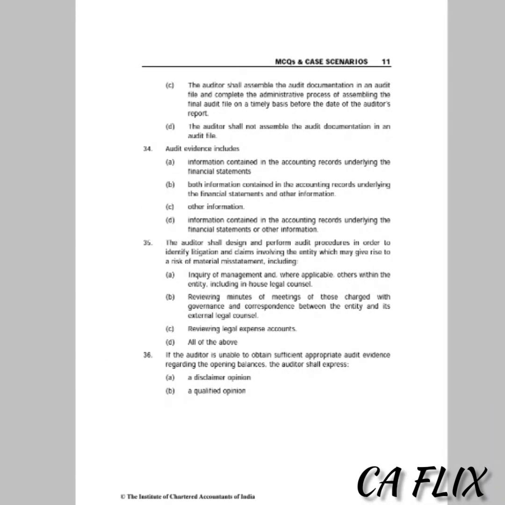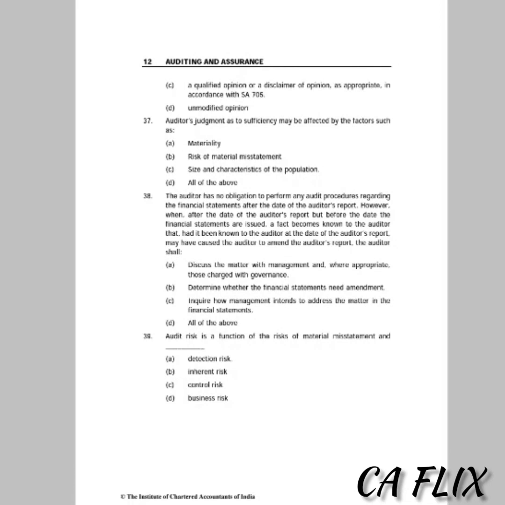If the auditor is unable to obtain sufficient appropriate audit evidence regarding the opening balance, the auditor shall express a qualified opinion or disclaimer opinion as appropriate in accordance with SA 705. Question 37. Auditor's judgment as to sufficiency may be affected by factors such as option A, materiality, option B, risk of material misstatement, option C, size and characteristic of population, option D, all of the above. Answer is option D, all of the above.